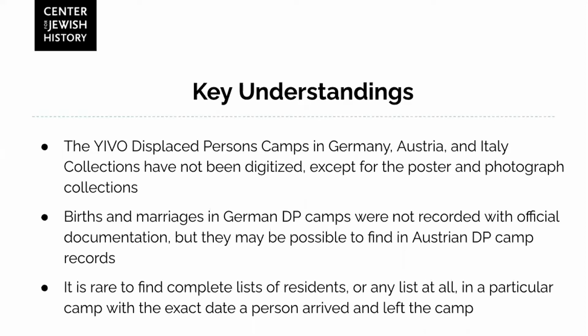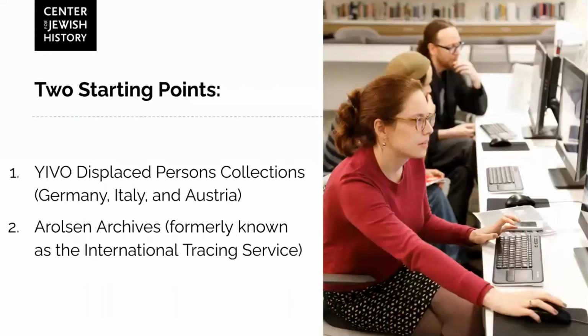It is also rare to find complete lists of residents. We have a few lists of residents in the DP camps in Germany and Austria. But if a list is not present in our collections, it is unlikely that you will find one elsewhere. These collections were gathered in the years following the closure of the camps in the early 1950s, and the records are not complete. Today, we'll be discussing resources from the YIVO Displaced Persons collection and from the Arolsen archives.